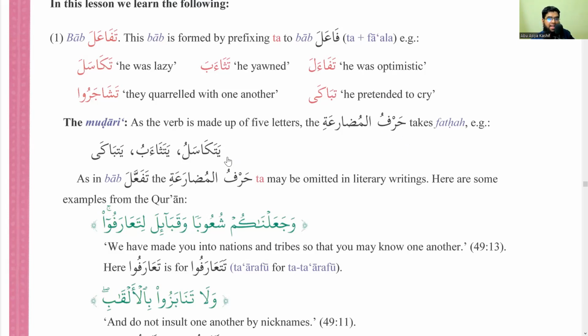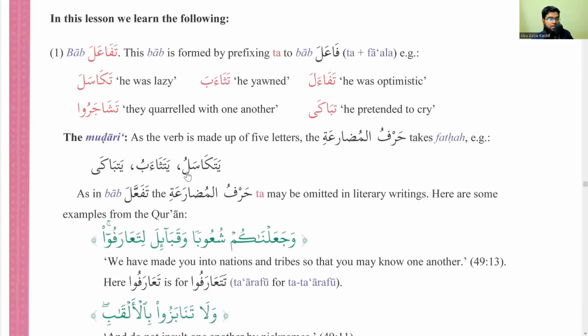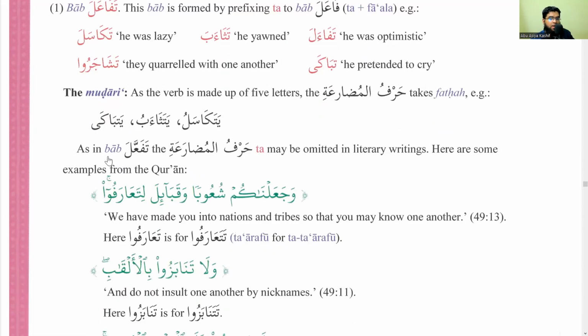So takasala, yatakasalu, and yatata'abu, yatabaka. Yatabaka, to pretend to cry. Yatata'abu, to yawn. And yatakasal, to become lazy. As in Bab Tafa'ala, the harf mudari ta may be omitted in literary writings. So we learned in form 5 also that the ta will be deleted just for easier purpose, takhfif.